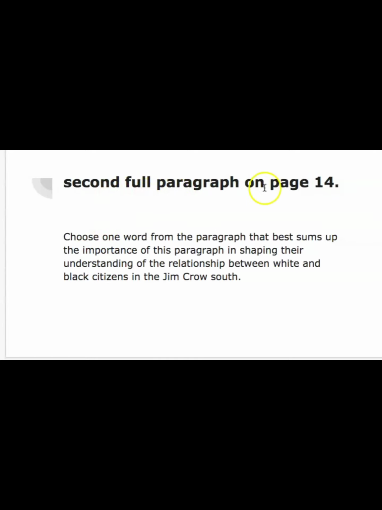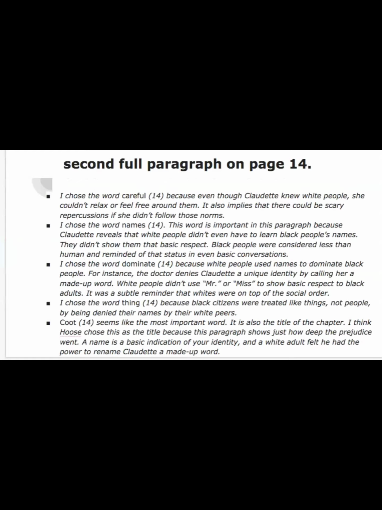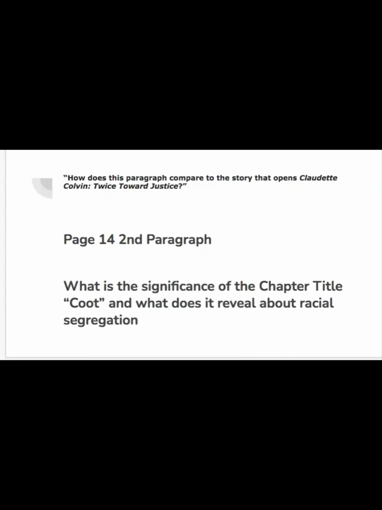Now looking at the second full paragraph on page 14. Again, if you don't have the book, you can still use the YouTube video to go back and find this page. Choose one word from the paragraph that best sums up the importance of the paragraph and how it shapes the understanding of the relationship between white and black citizens in the Jim Crow South. What is the significance of the chapter title, Coot? And what does it reveal about racial segregation?